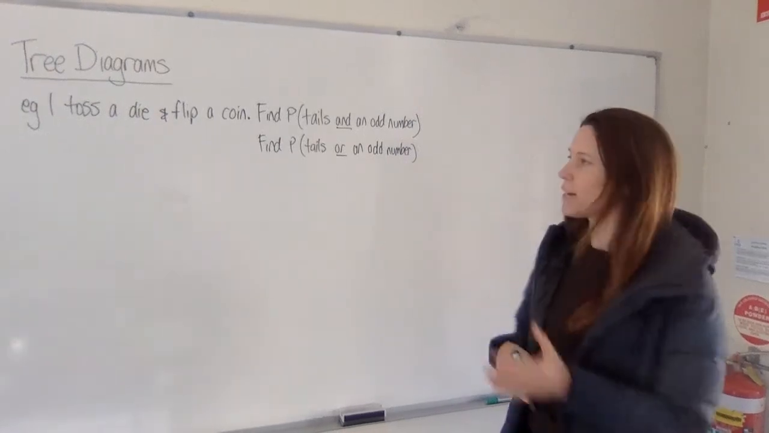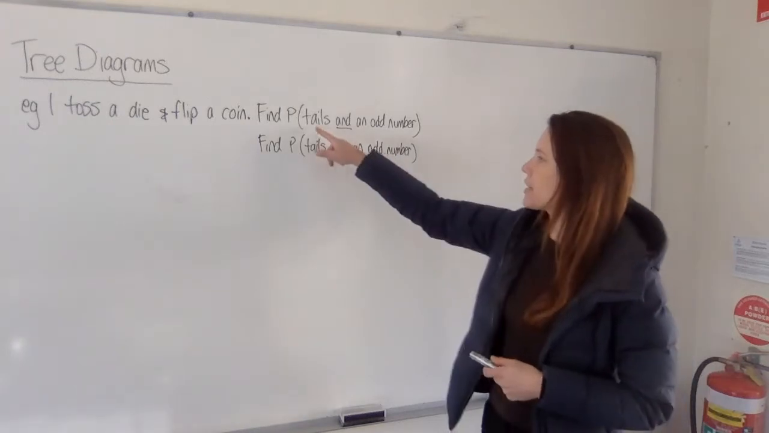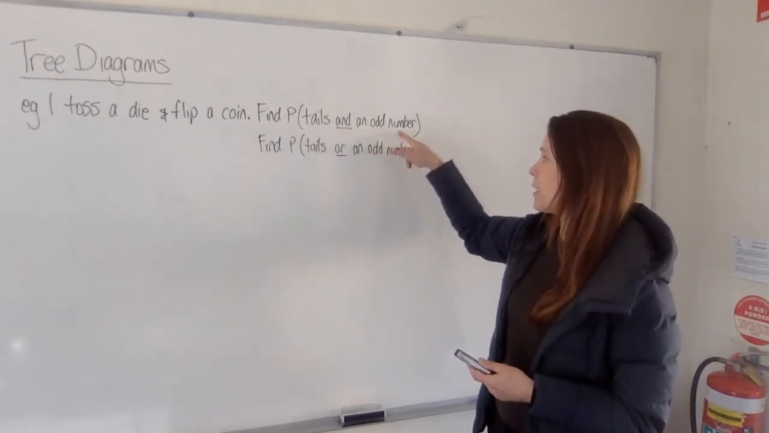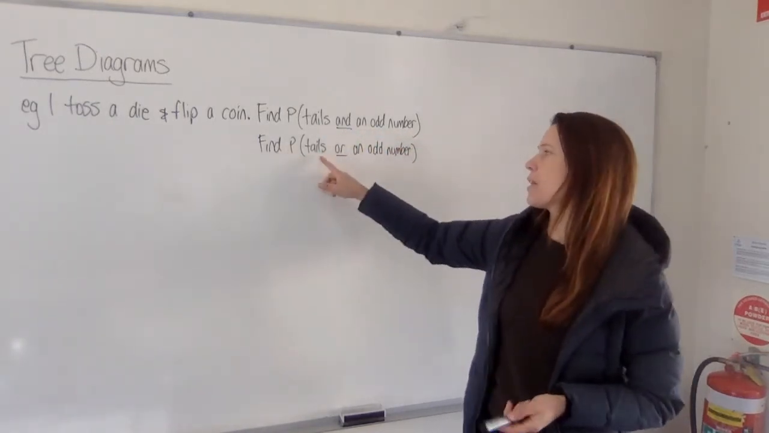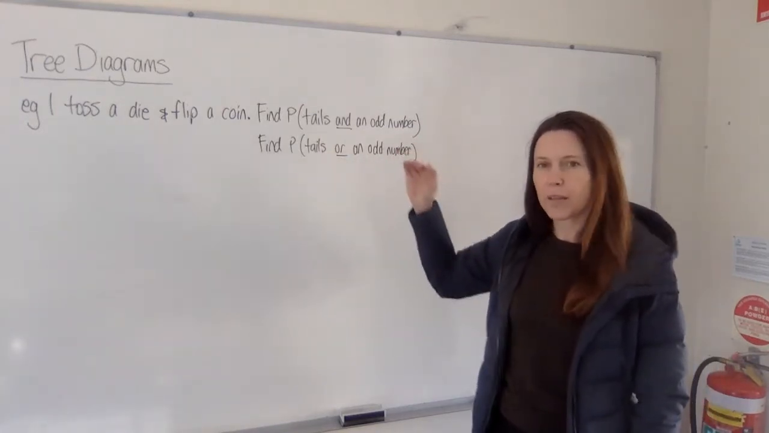Now in this example, I toss a die and flip a coin. I need to find the probability of getting tails and an odd number, and then the probability of getting tails or an odd number. All right, so two separate questions here.